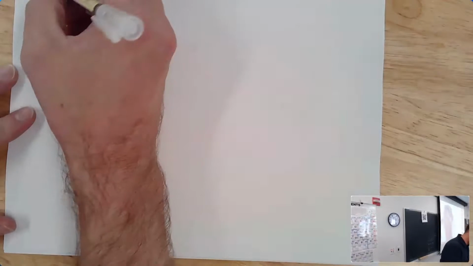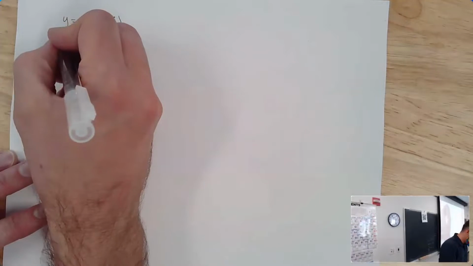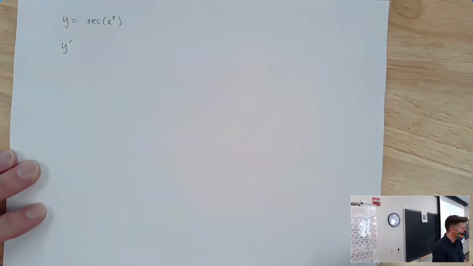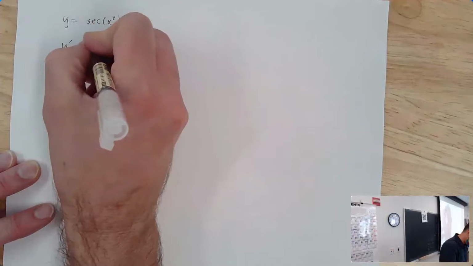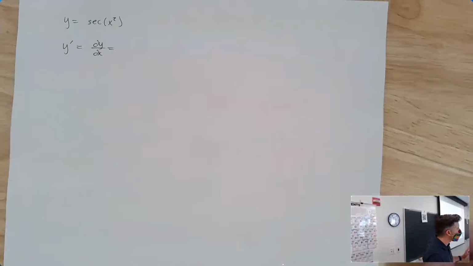For example, what if my function was secant of x squared? I'm going to find the derivative. You could write the derivative in like 2 good ways. You could say it's y prime, that's probably the easiest. You could also write it as dy dx.